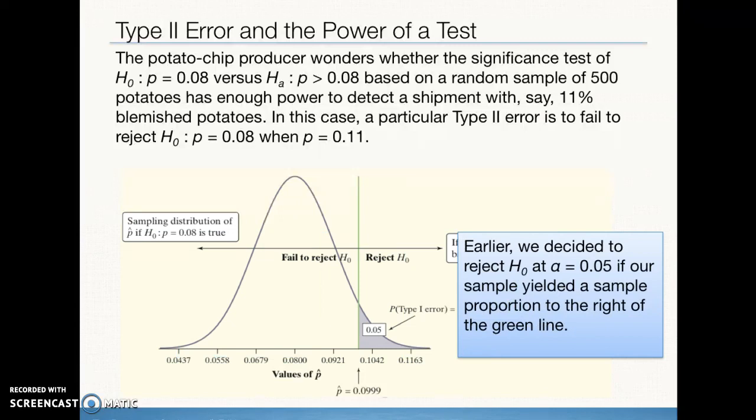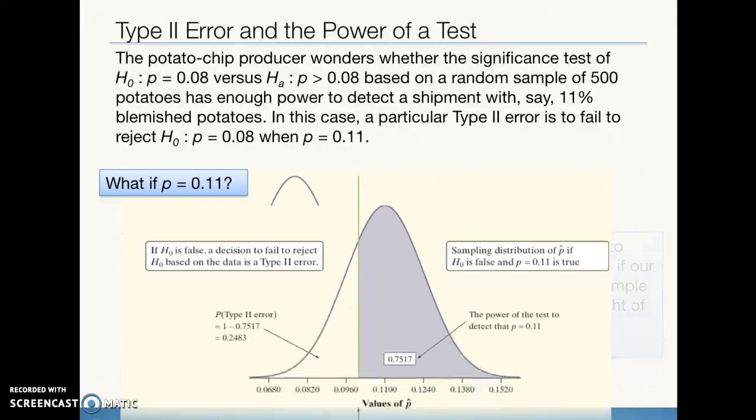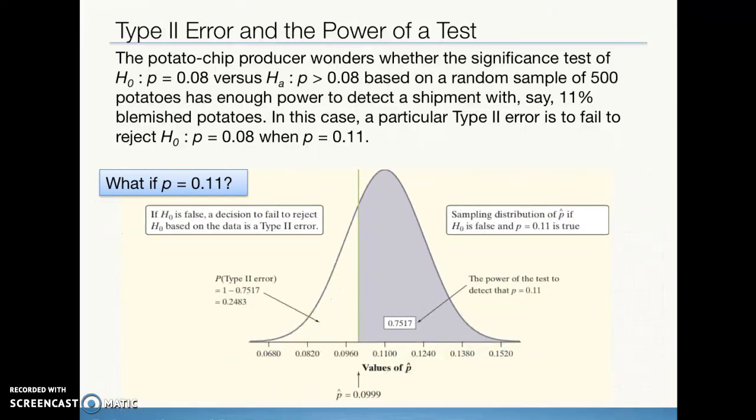Just a reminder that alpha, in this case 0.05, is our significance level, but it's also the probability of us making a type 1 error, rejecting the null hypothesis when it's actually true. Now, what if the actual probability is 11% of having a blemished potato in our shipment? Then we slide that green line, our threshold level, and the power of the test is 1 minus the probability of making the type 2 error.